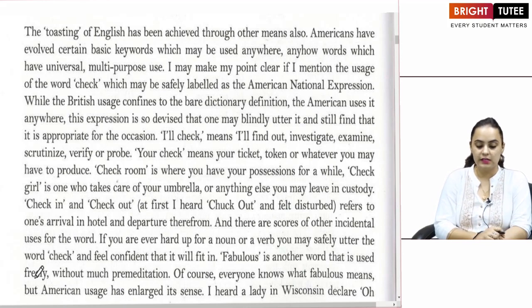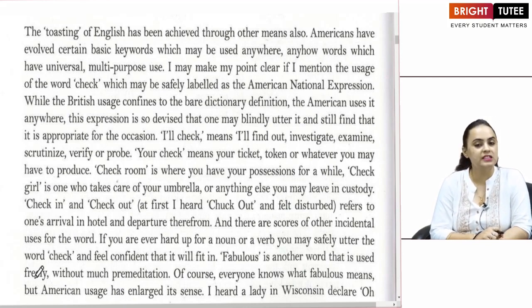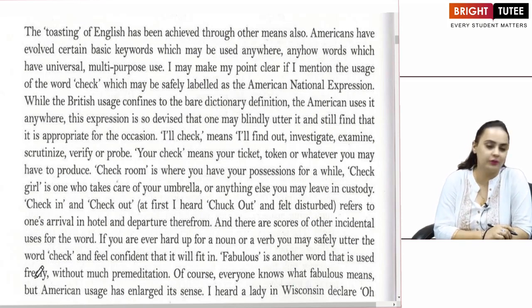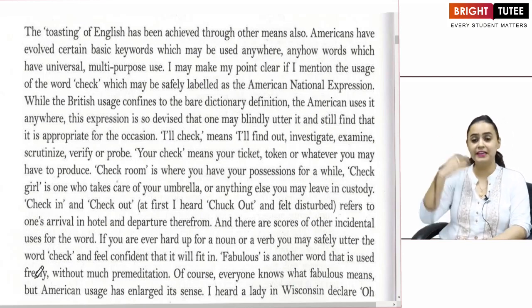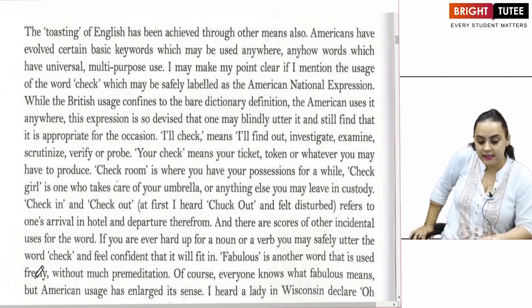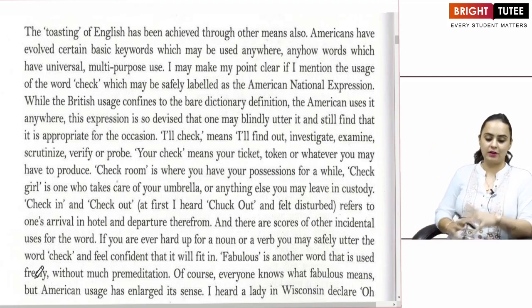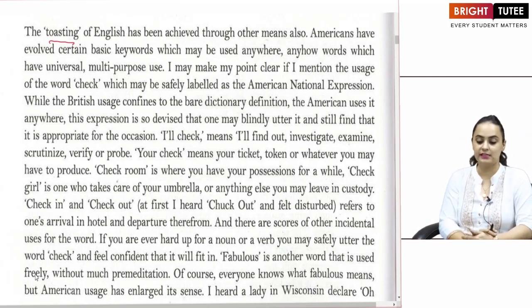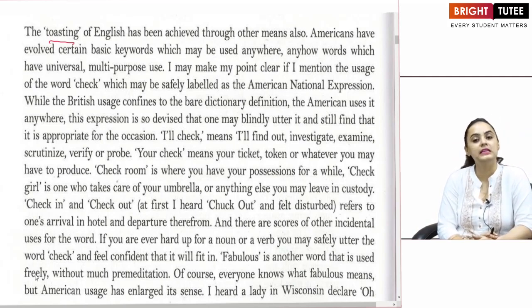While the British usage confines to the bare dictionary definition, the American uses it anywhere. This expression is so devised that one may blindly utter it and still find that it is appropriate for the occasion. He gives us another example. He says that the toasting of English, the modification of this language English, has been achieved through other means also.